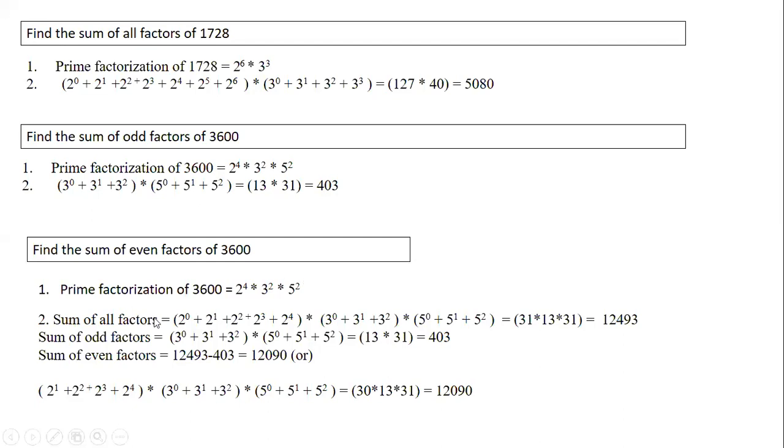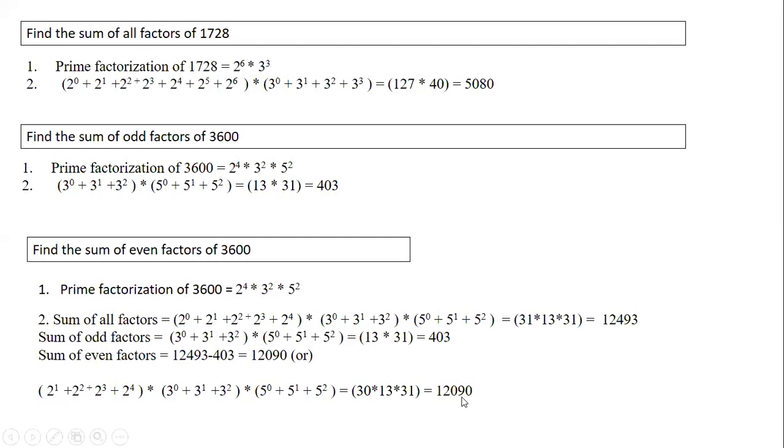Now since we want even factors, this 2 power 0 alone will be eliminated. If we eliminate 2 power 0, the rest of the values will be 2 power 1 plus 2 square plus 2 cube plus 2 power 4, into 3 power 0 plus 3 power 1 plus 3 square, into 5 power 0 plus 5 power 1 plus 5 square. So you will get 12090.